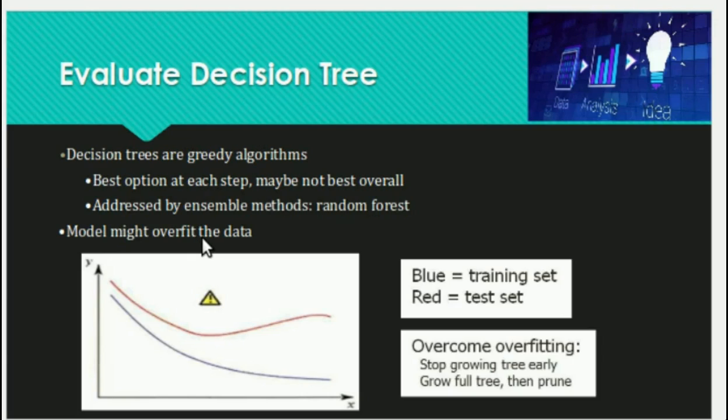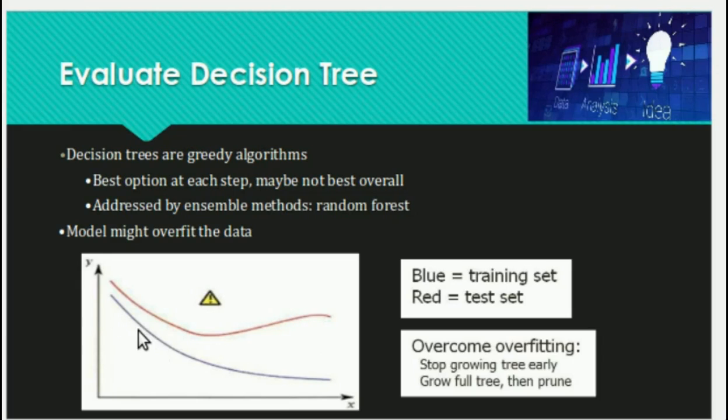Having too many layers and obtaining nodes with few members might be a sign of overfitting. In overfitting, the model fits the training set well, but it performs poorly on the new samples in the testing set. The graph shows the performance of an overfit model. The x-axis represents the amount of data and the y-axis represents the error. The blue curve is the training set and the red curve is the testing set.